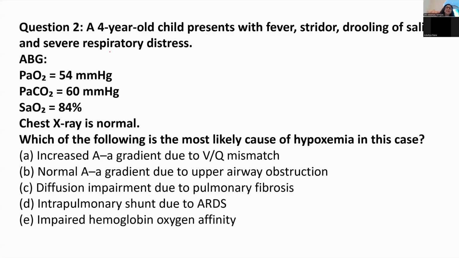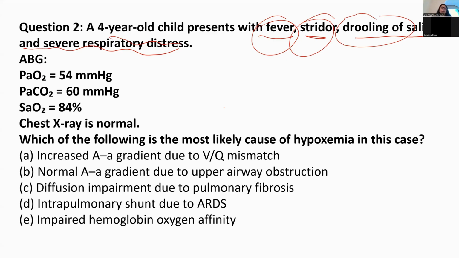Okay, let's see our next question. Now here you have a 4-year-old boy, a 4-year-old child presenting with fever, stridor, drooling of saliva, and severe respiratory distress. So what is happening? Some infection, upper airway tract obstruction because there is stridor and saliva drooling. So we have something like epiglottitis.